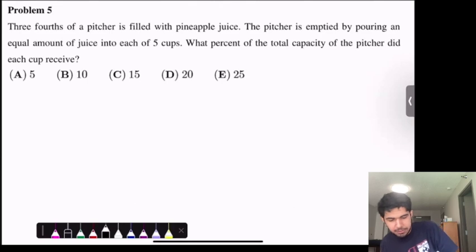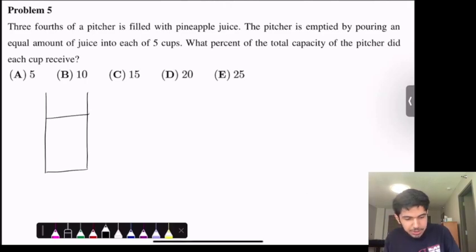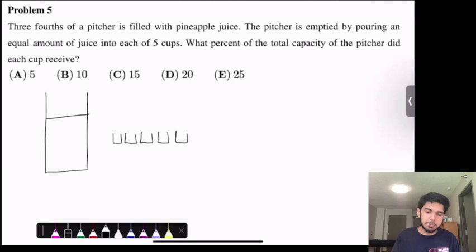3/4 of a pitcher is filled with pineapple juice. Wow, we dealt with lemon juice, now pineapple juice. The pitcher is emptied by pouring an equal amount of juice into each of 5 cups. What percent of the total capacity of the pitcher did each cup receive? So, let's see. This is kind of similar to the money problem where we're dividing some quantity so that each thing gets an equal amount.